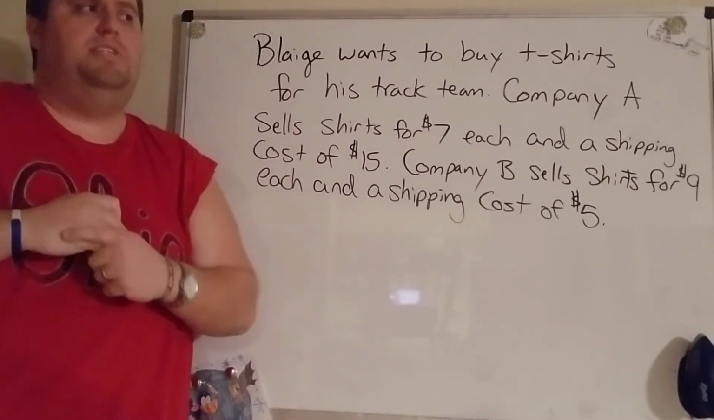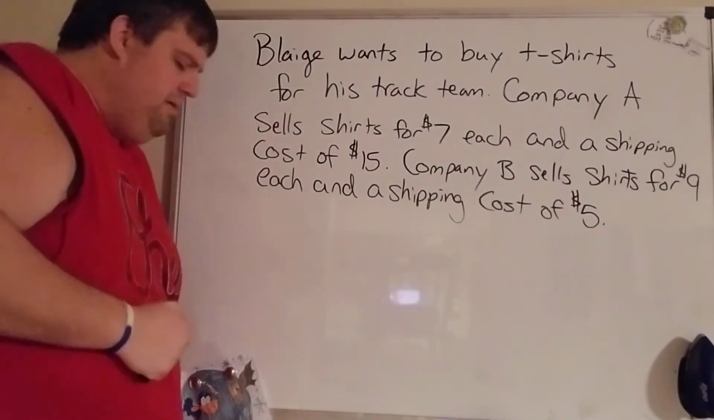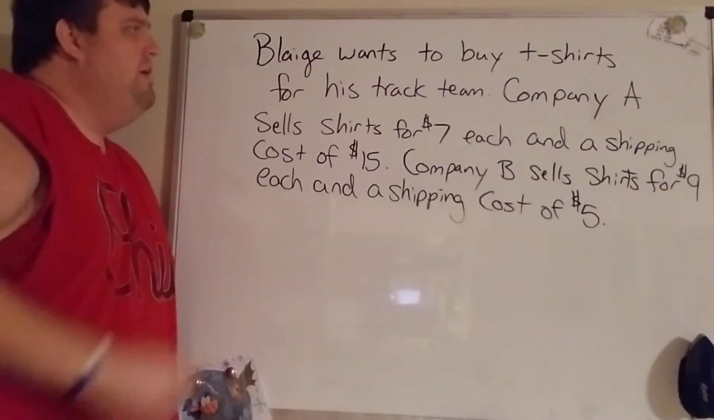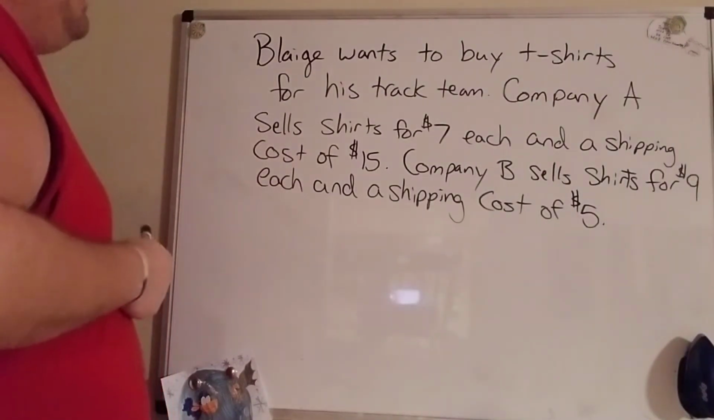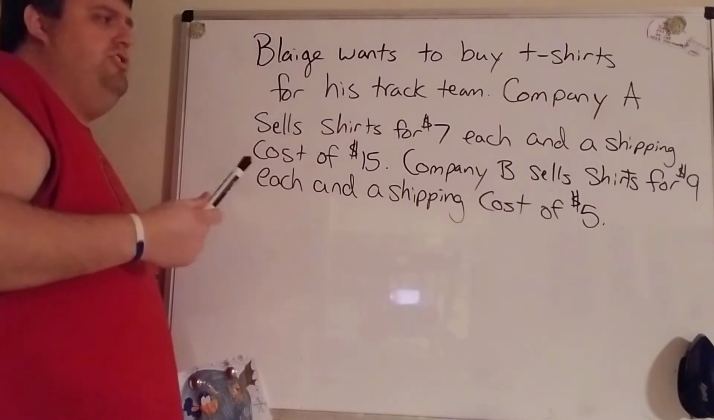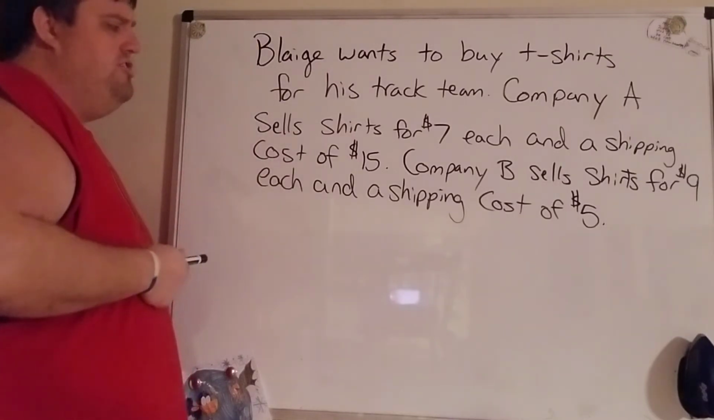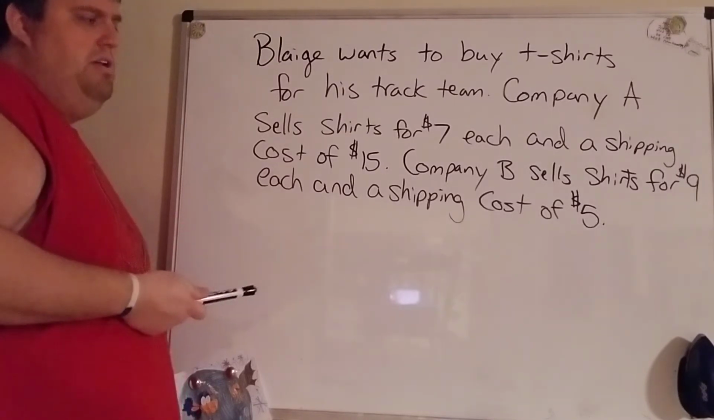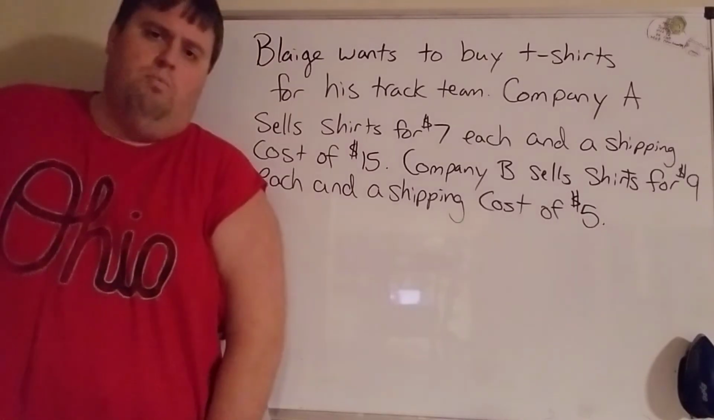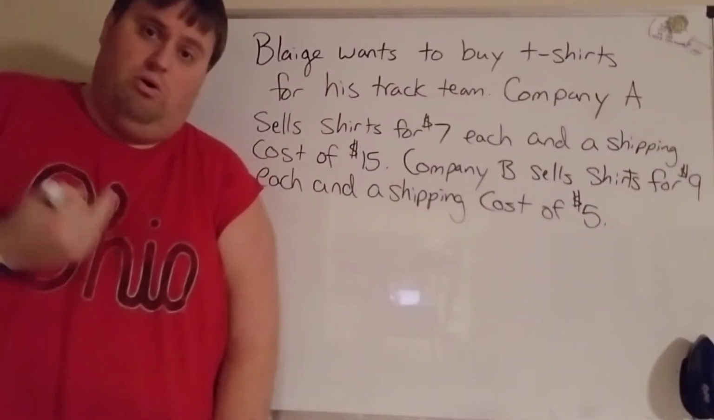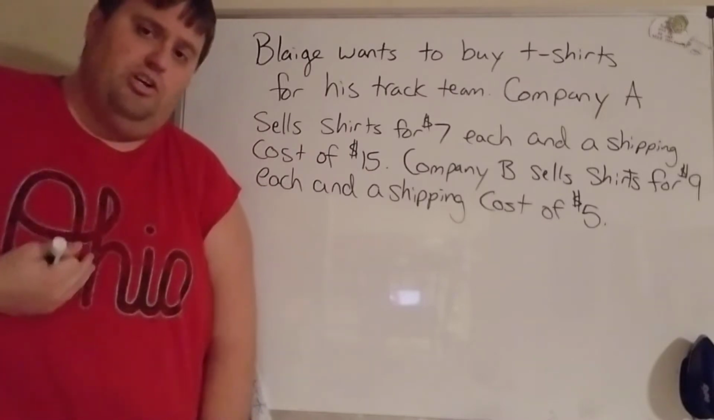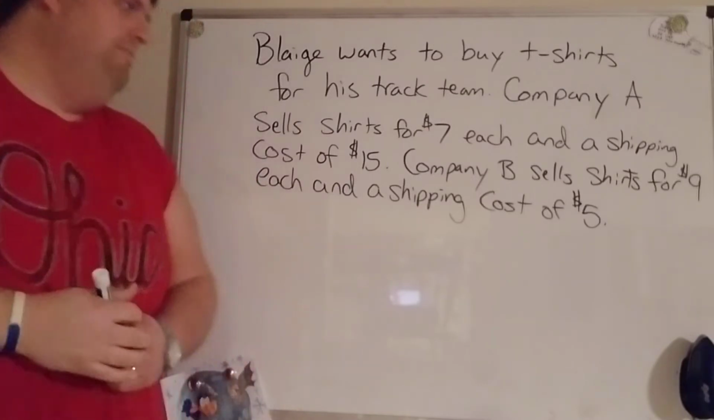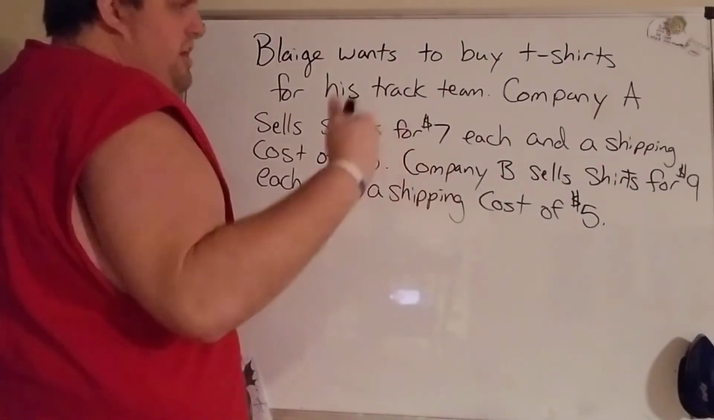But the first type that I have here are typically ones that are going to be like slope intercept form. So we have here Blage wants to buy t-shirts for his track team. Company A sells shirts for $7 each and has a shipping cost of $15. Company B sells shirts for $9 each and a shipping cost of $5. So we're kind of looking for that point when these are equal. So we can see, depending on how many shirts I want to buy, would company A be better or would company B be better?